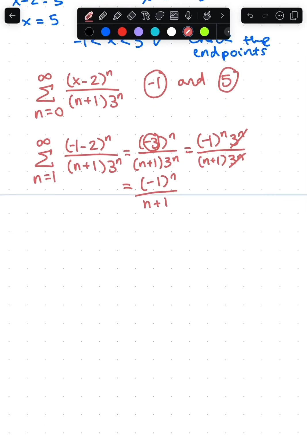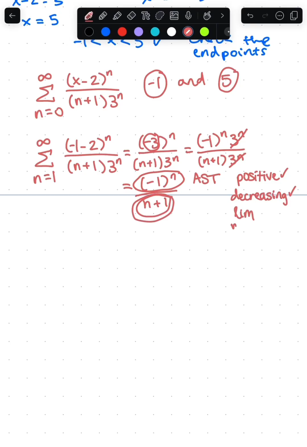We need to now test this for convergence, and we can see that this is an alternating series, so we use the alternating series test. So let's check if it passed the test. It is positive. That's the first check it passed. Now if we look at the denominator, we can tell that this is decreasing because n is growing. Since n is growing, that also means the limit as n approaches infinity is actually 0, and that passes the last check of the alternating series test, which means this converges.